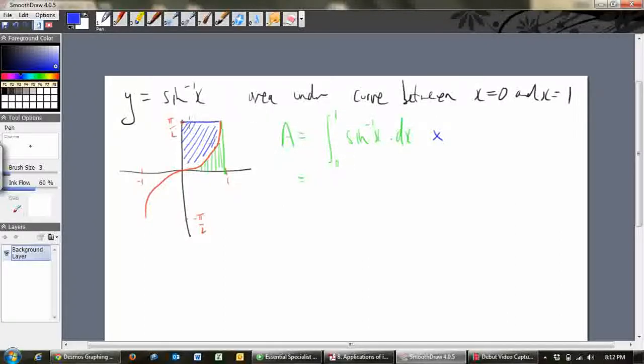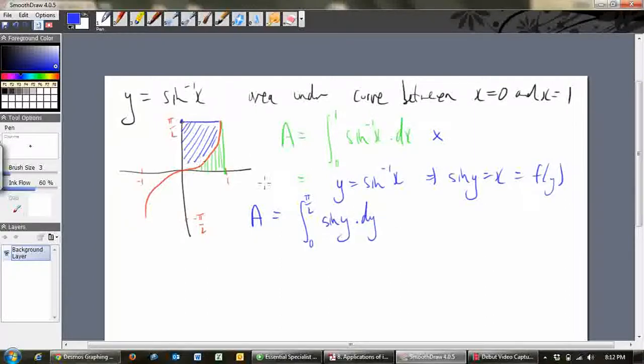So let's do it between the y-axis. Currently we've got y equals sine negative 1 x. Therefore, if we take the sine of both sides, we get sine y equals x, and that's our function of y. So in other words, the blue area will be equal to the integral between what? Well, it's between 0 and pi on 2. We're talking about the y values now, so we're concerned about the y values between 0 and pi on 2. And our function of y, which is sine y dy. That'll be our blue area there.